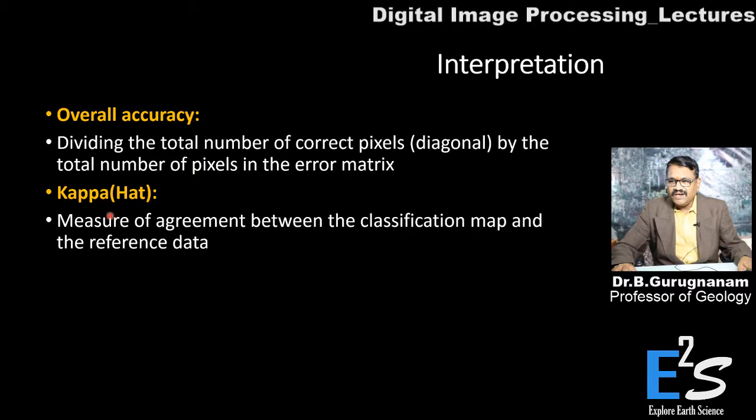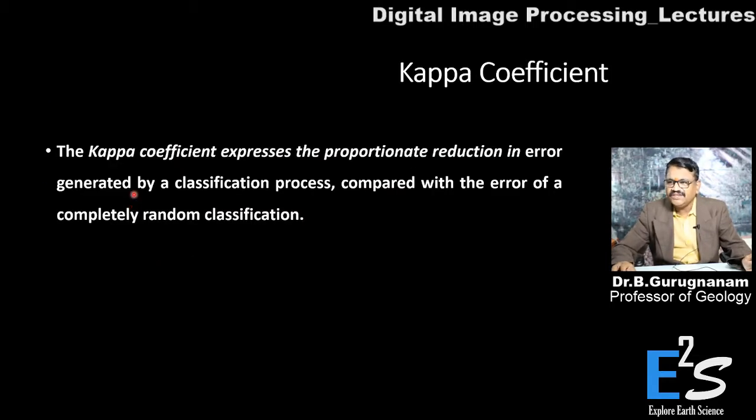Overall accuracy and kappa hat are different methods by which accuracy is assessed. Overall accuracy is the total number of correct pixels divided by the total number of pixels. Kappa measures the agreement between the classification map and reference data. The kappa coefficient is a method of assessing accuracy. It expresses the proportionate reduction in error generated by the classification process compared with a completely random classification.